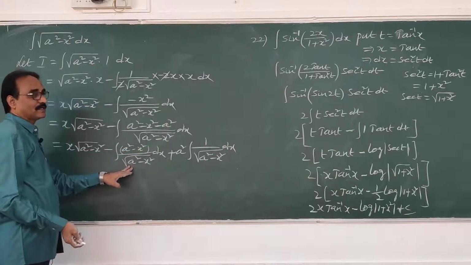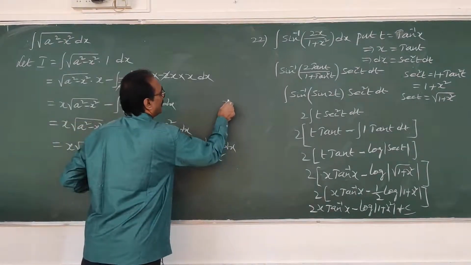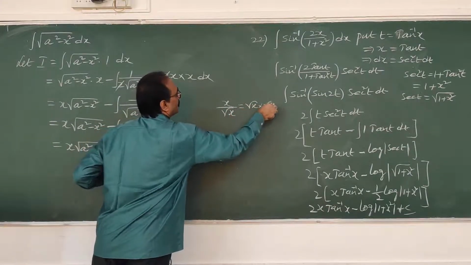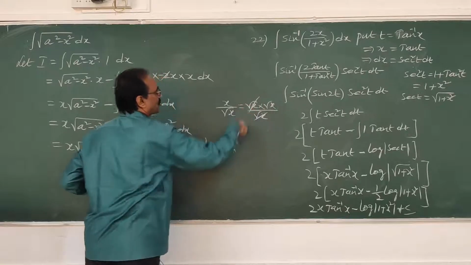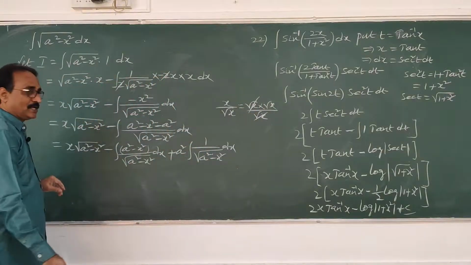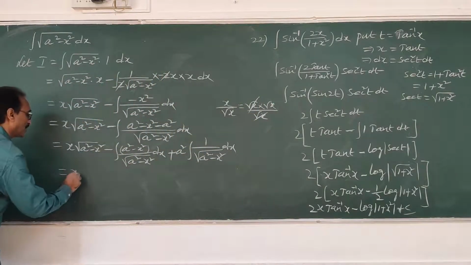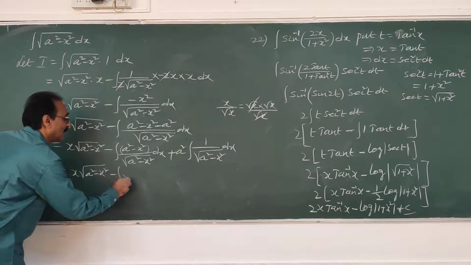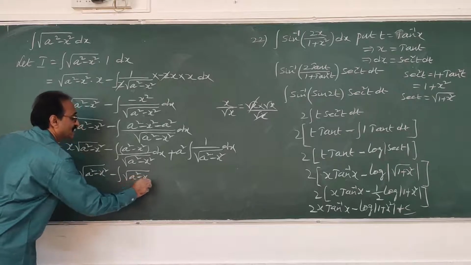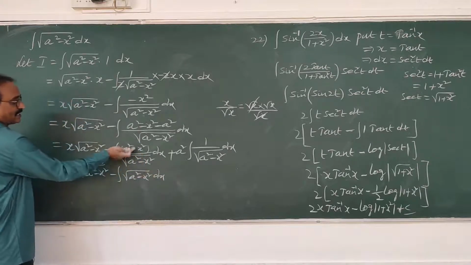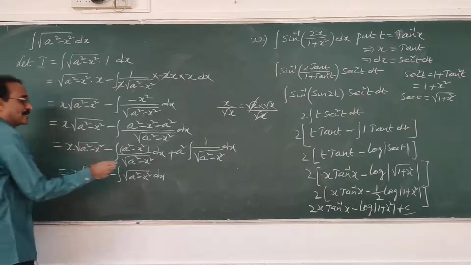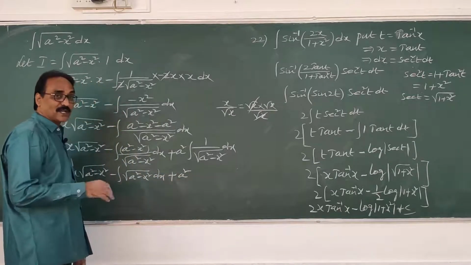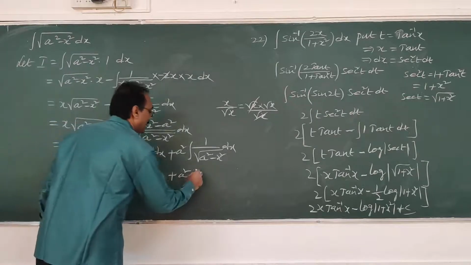Now this is nothing but root a square. See, now you tell me x by root x means how much will come? Root x means how can you write? Root x into root x by root x, this root x will cancel, root x will be left over. In the similar fashion, here also x into root of a square minus x square minus integral root of a square minus x square dx. Correct? This is x, this is root x, again root x, plus a square into 1 by root of a square minus x square.